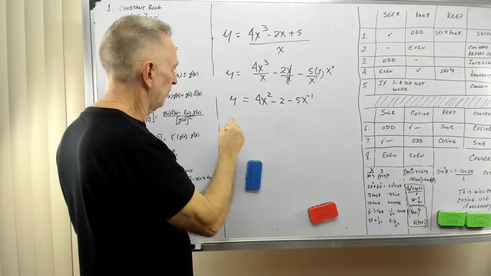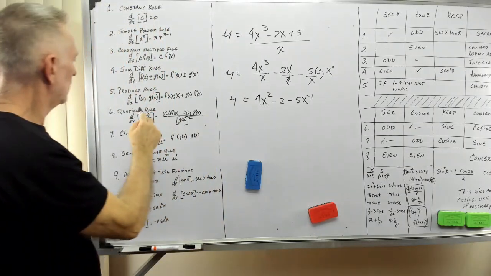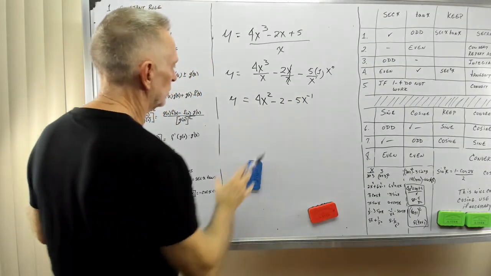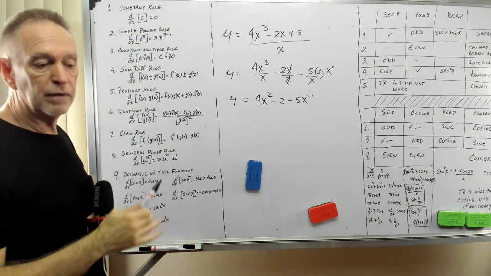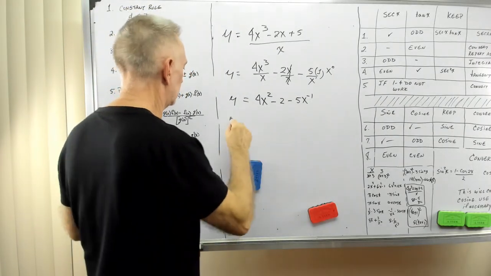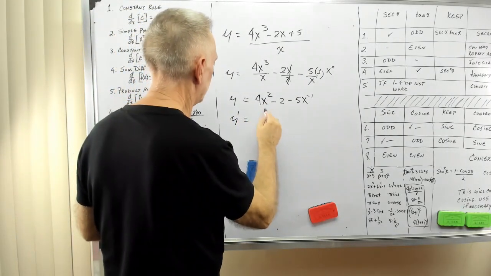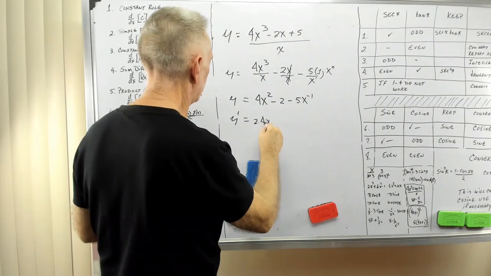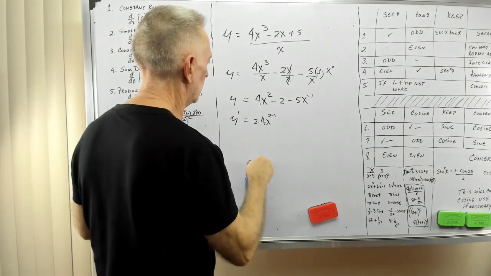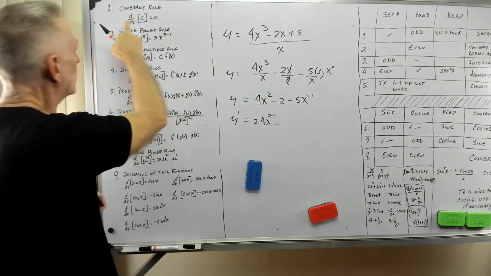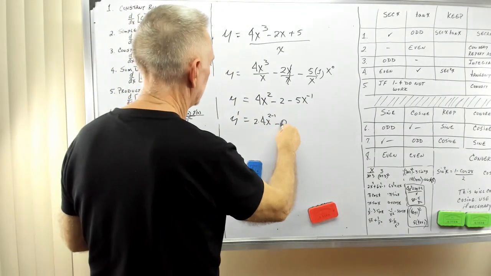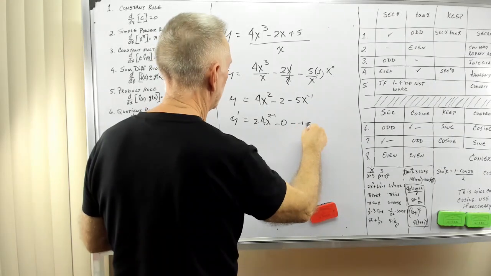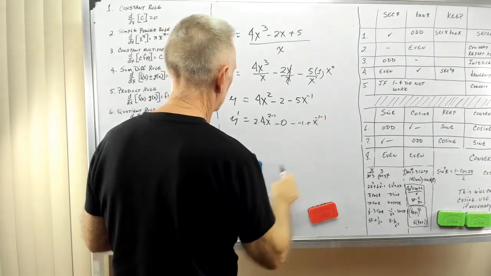We've simplified it. Now then, the sum difference rule says I'm taking the derivative of all of these differences, but I can take the derivative of individual ones. Okay, so y prime equals the derivative of this one. So I have 4x, bring the 2 down, 2 times 4, x to the 2 minus 1. Minus, derivative of a constant is 0. So minus 0, minus, now bring down the negative 1 times 5, x to the negative 1 minus 1.